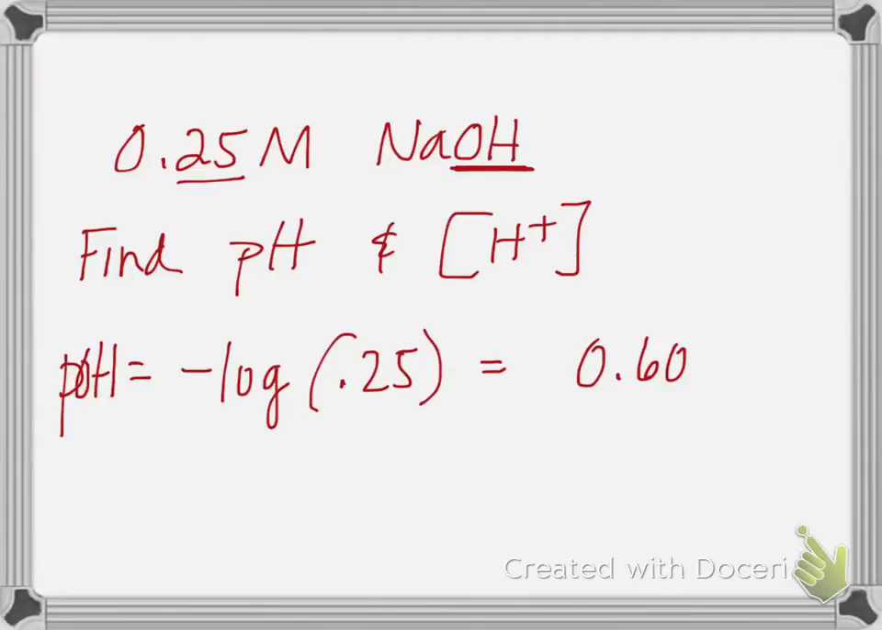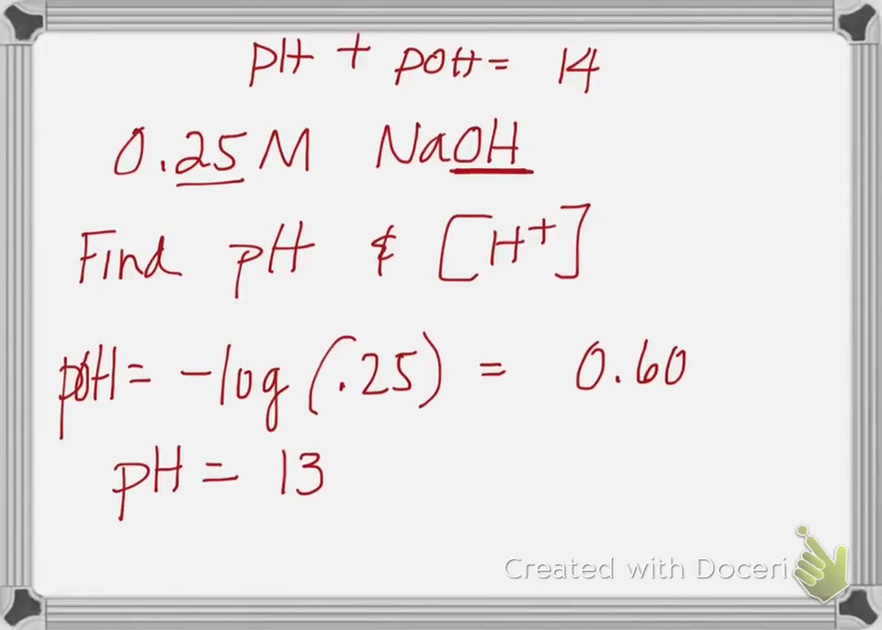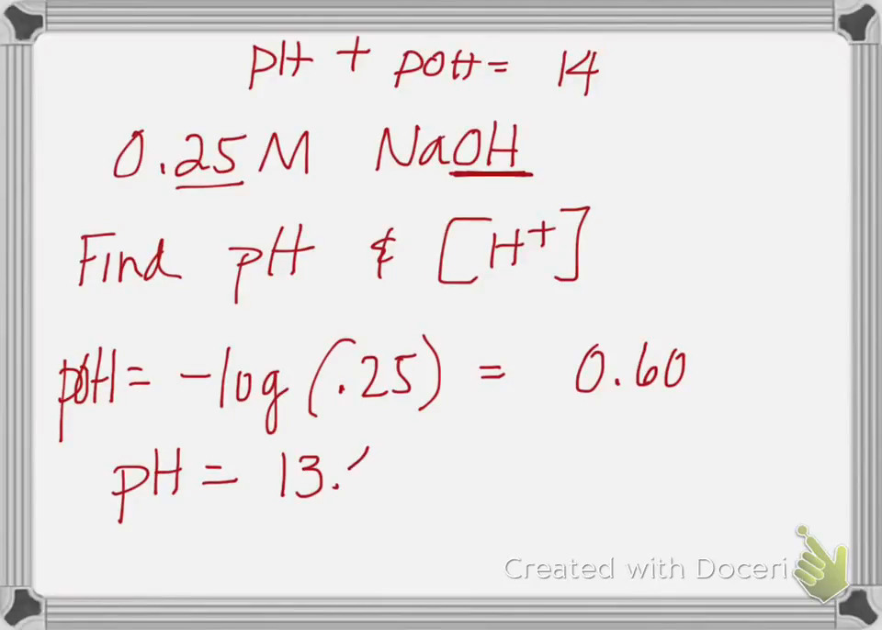is my pOH. And so remember that pH plus pOH is equal to 14, and so my pH would be 14 minus 0.6, which would be 13.4. And I would have to say 13.40 because I need two significant figures. And so that would be my pH.